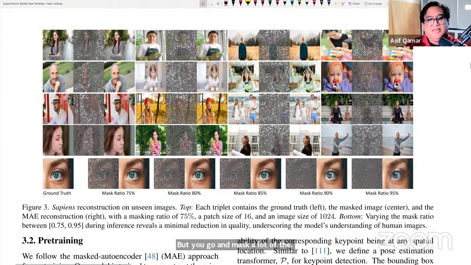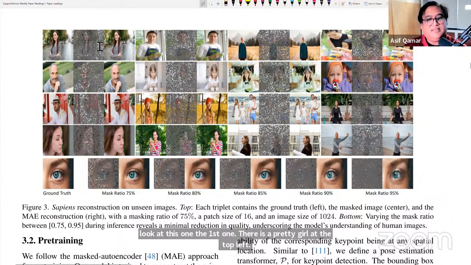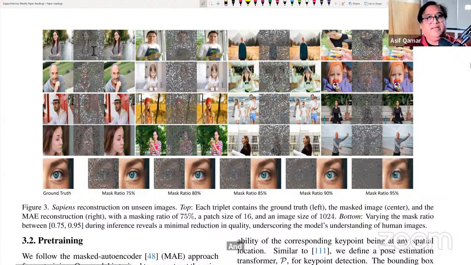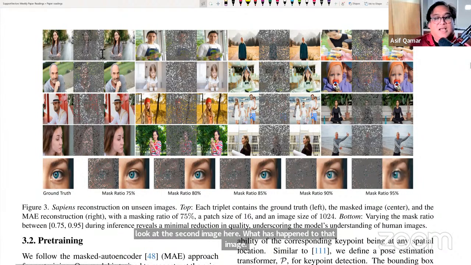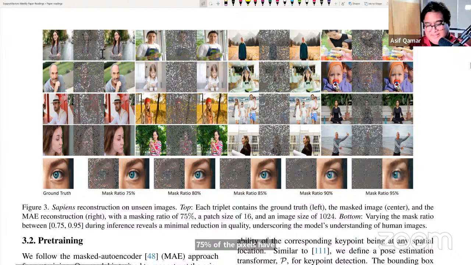So look at this one, the first one. There is a pretty girl at the top left. And now look at the second image here. What has happened to that image? 75% of the pixels have been masked, isn't it? It's a very high masking ratio. You have gone and masked so much. And yet you ask, okay, what is this? And if you notice, this model is able to reconstruct the picture.